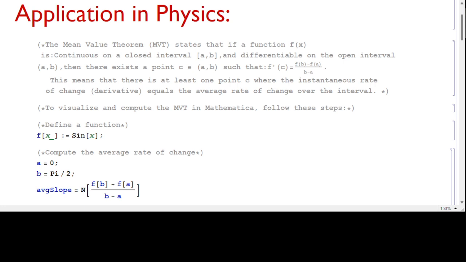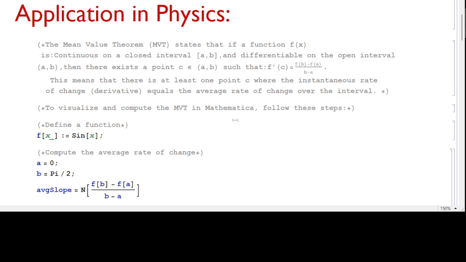The mean value theorem states that if a function f of x is continuous in a closed interval and differentiable on an open interval ab, then there exists a point c that belongs to a and b such that the derivative of the function exists. This means that there is at least one point c where the instantaneous rate of change equals the average rate of change over the interval.